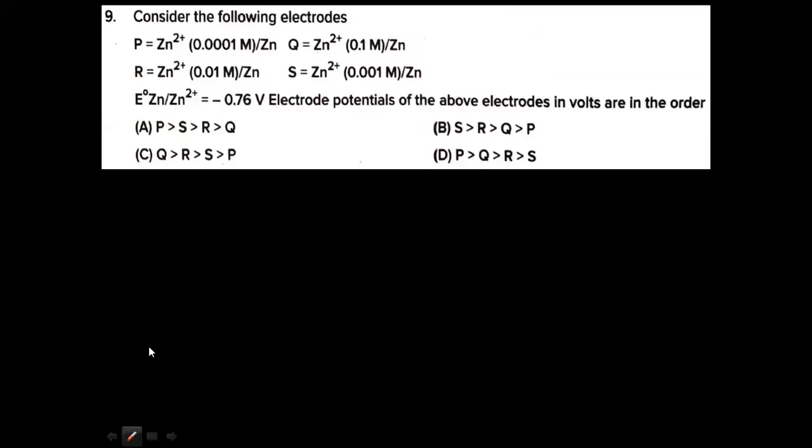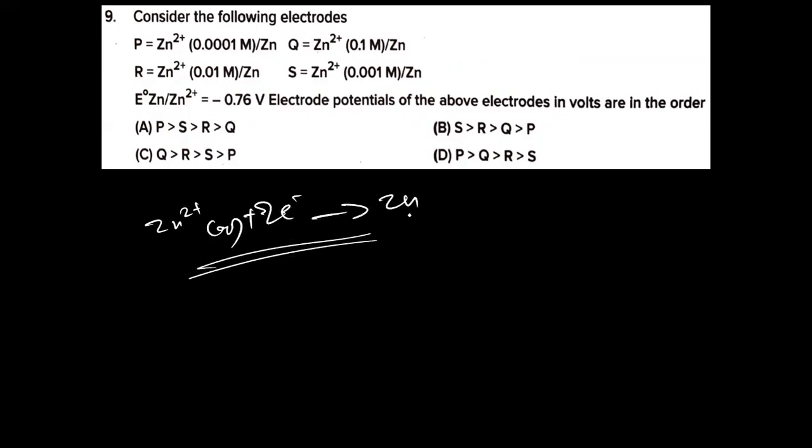9. Consider the following electrodes. P, Zn2 plus, they have given 0.0001 molar, Q, Zn2 plus 0.1 molar, R, Zn2 plus 0.01 molar, then S, Zn2 plus with 0.001 molar. E naught of zinc, they have given minus 0.76 volt. The electrode potentials of the above electrodes in volts are in the order. So here Zn2 plus gives rise to Zn. So reduction takes place here.